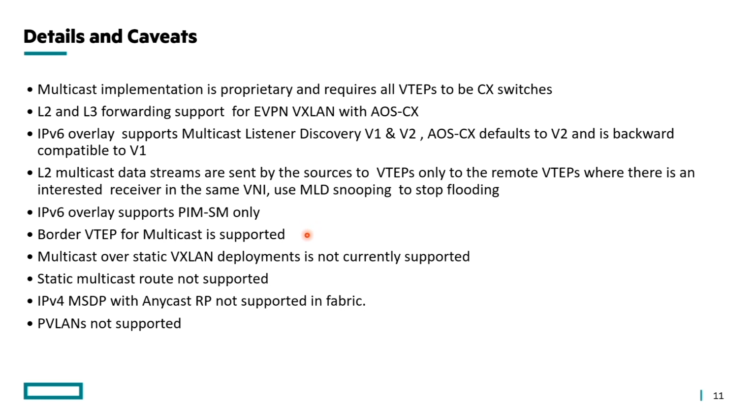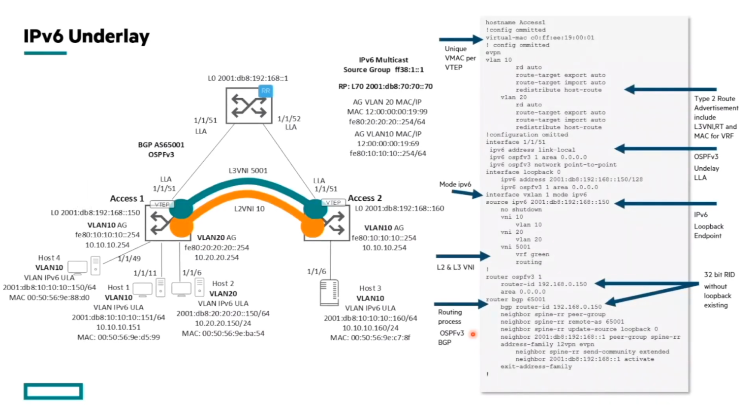We support border VTEP as I showed earlier in the use case. We do not support multicast over static VXLANs, and we don't support static multicast today. IPv4 MSDP and anycast are not supported in a fabric, and PVLANs are also not supported in a fabric with multicast. Okay, so let's go into the configuration which is specific to the v6 underlay.